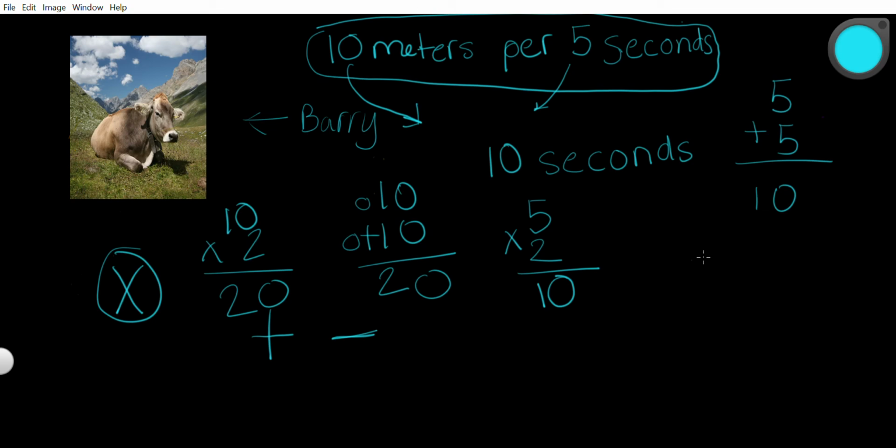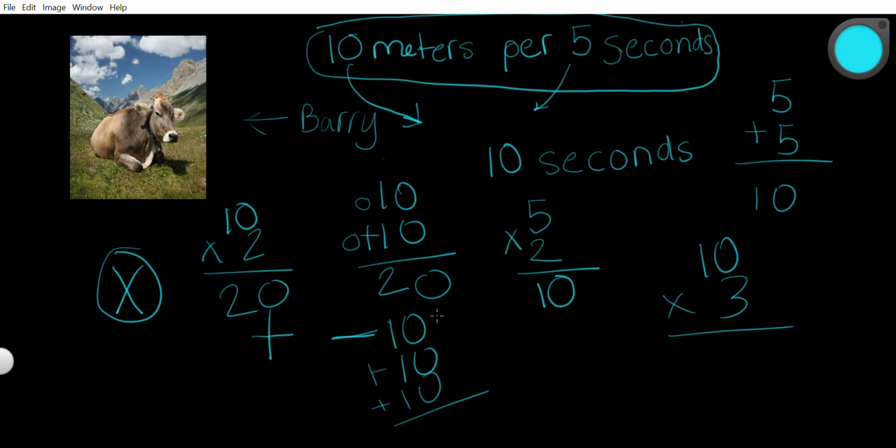And when you also do 10 times 3, well, 10 plus 10 plus 10: 0, 0, 0 is 0, then 1, 2, 3. So 30. Our answer is 30. 10 times 3 is 30. And that's another way you could do multiplication.